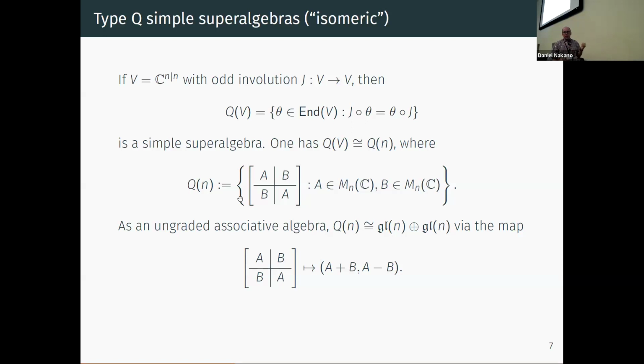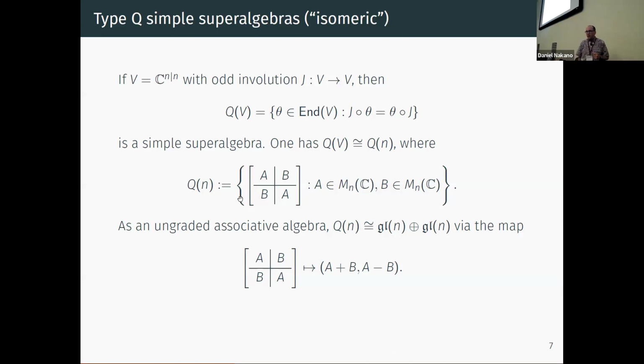We get this subset Q of V. So the endomorphisms that commute with this odd involution. This would be a simple superalgebra. And we can realize this. One way of realizing this is as these block matrices of the form A, B, B, A. So the things in the odd blocks are the same matrix. The things in the even blocks are the same.